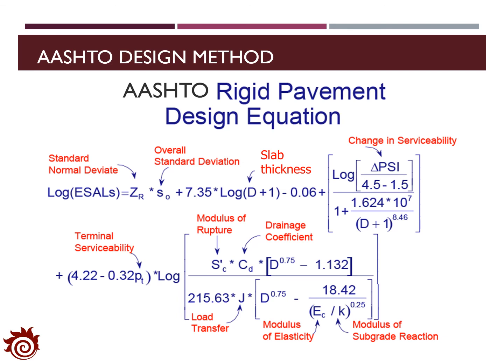With this, we have introduced most of the variables applied for the estimation of ESAL for the rigid pavement, including the modulus of rupture, drainage coefficient, load transfer coefficient, and modulus of elasticity. In the next lecture, we will introduce more details about the modulus of subgrade reaction, which is the most important variable for the design of the rigid pavement.